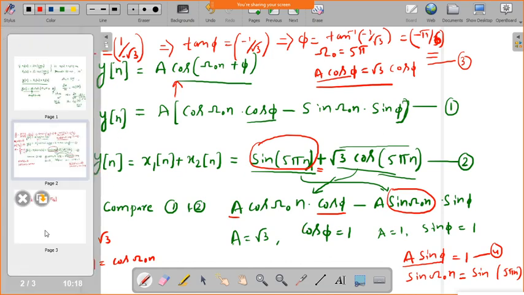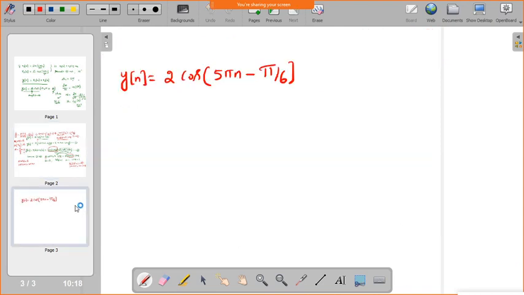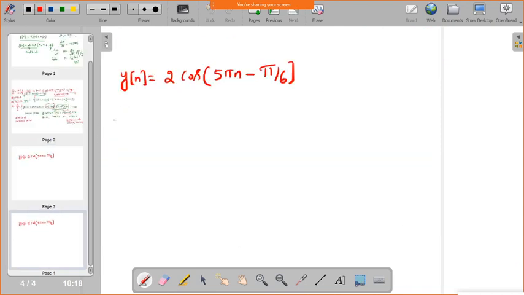If a similar kind of problem is given, we can express it this way. This is one of the problems which you can express only if the angular frequency of both the signals is the same. Okay, so is there any doubt in this problem?